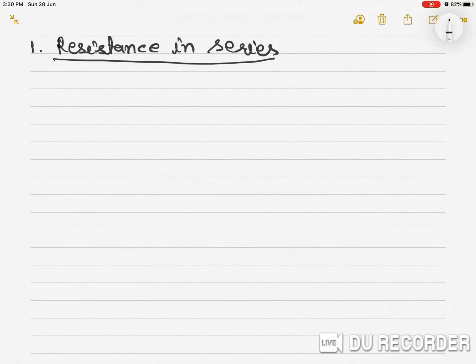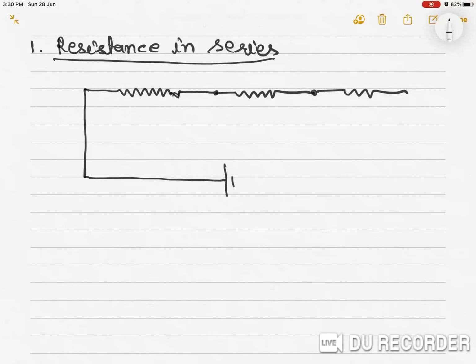If resistances are connected end to end, and current in each resistor is the same, but potential is different. It is a battery. Here 3 resistors are connected in series. The battery potential is V.